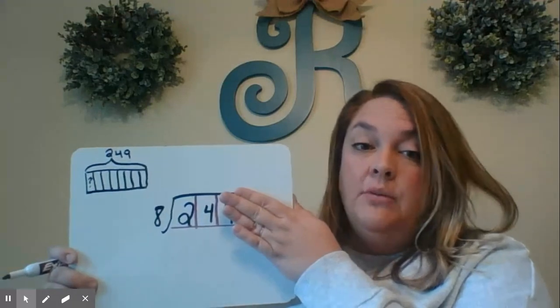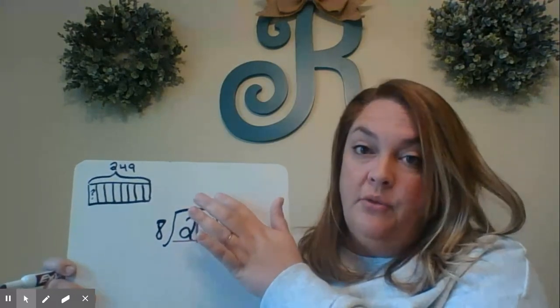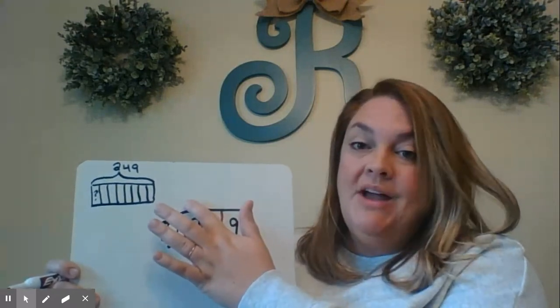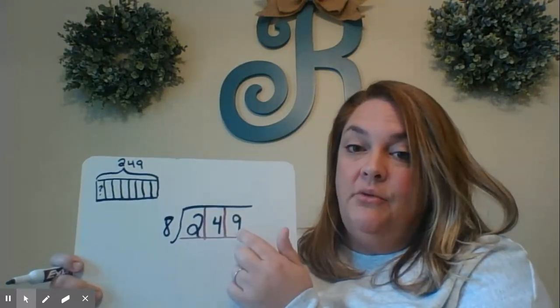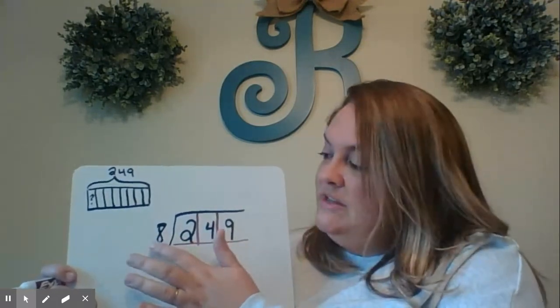Now, when we divide 24 by 8, what we need to make sure we do is that we put the answer right above the 4 in 24, not above the 2, because we're not dividing into 2. We're taking 8 into 24. So what we do is we skip count by our star of the show. Our star of the show is the 8.